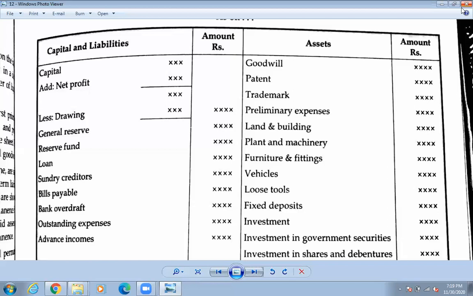Okay, bhane. So the things which you need to pay in the future. Okay, so that is called the liabilities. Okay, you have taken the loan. You need to pay to someone. Okay, so that is called the liabilities.